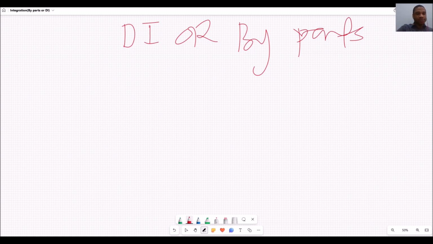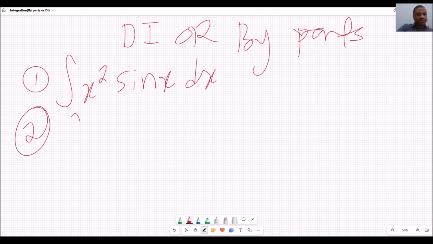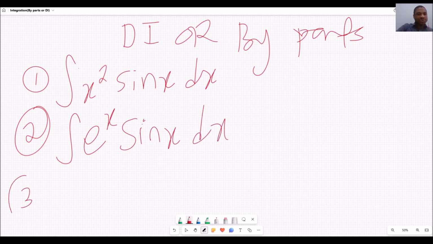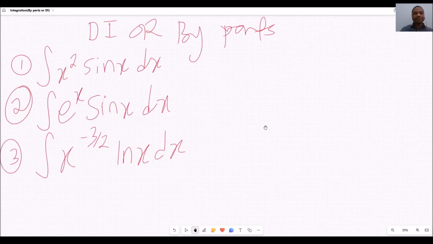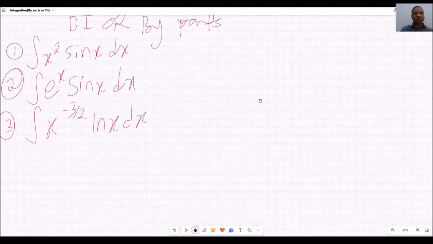integrate. That's very important. So the first one we're going to do is integrate x squared sine x dx. We're also going to integrate e to the power of x sine x dx. And we're also going to integrate x to the power of minus 3 by 2 ln x dx. All these are past paper questions. So I think this will summarize what you need to do or how to do it.